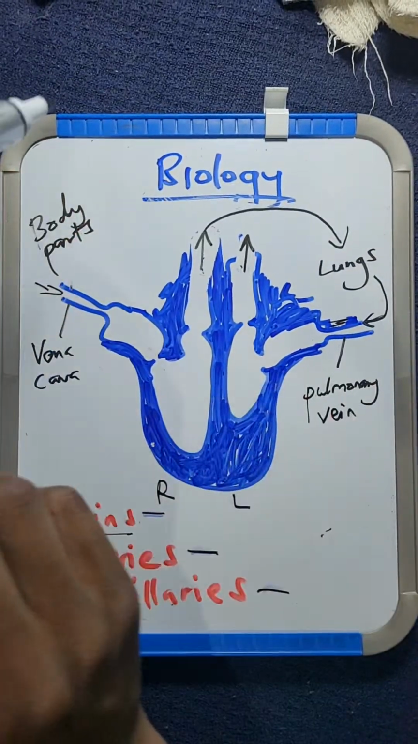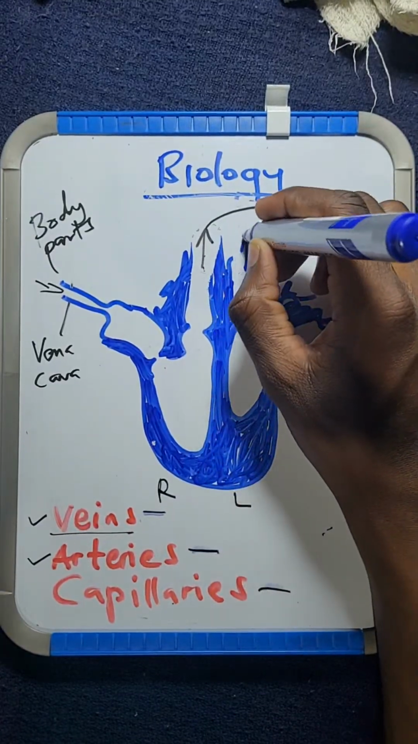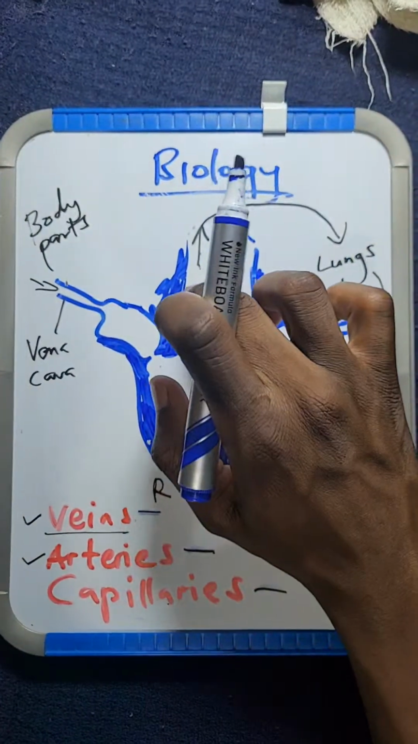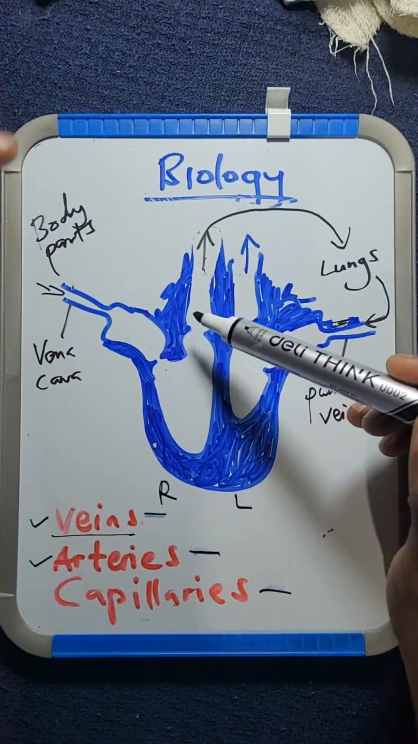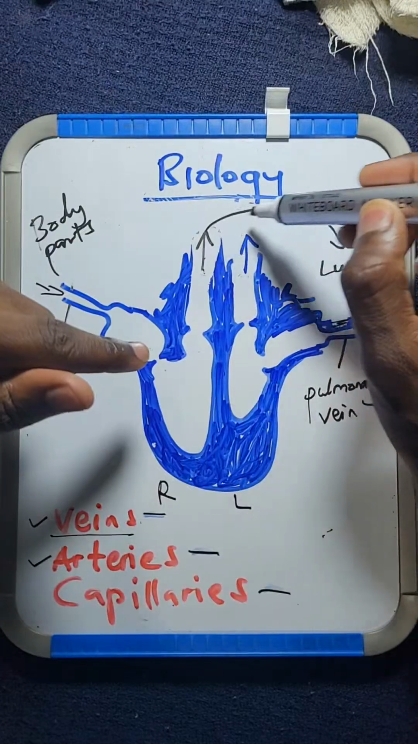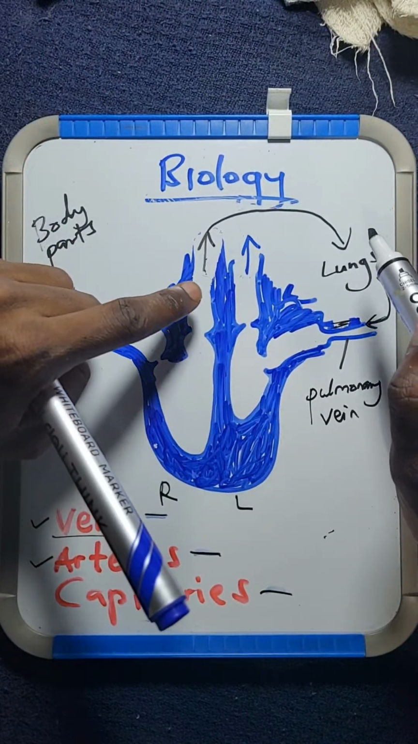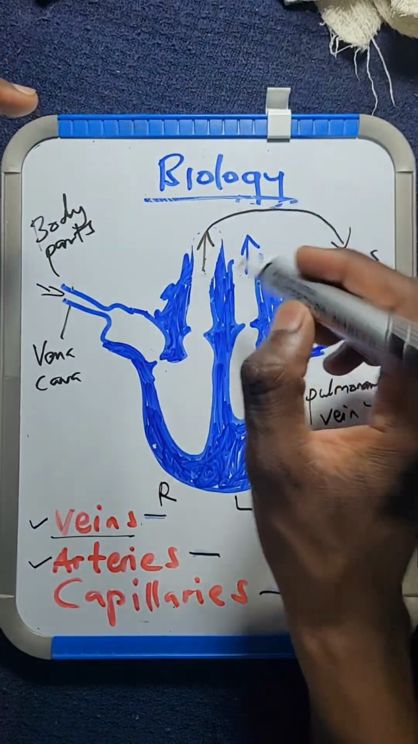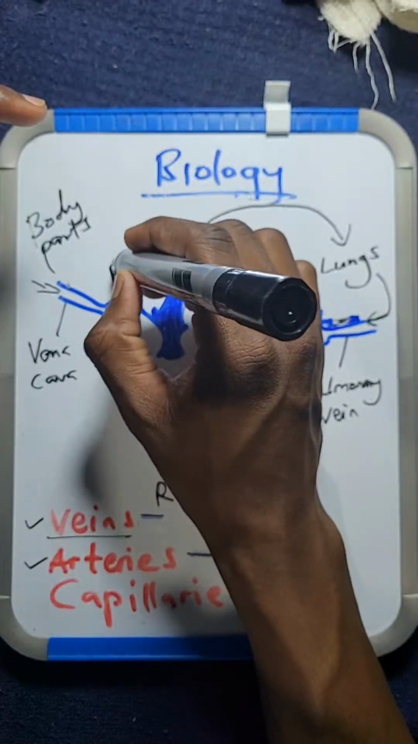Let me just change the color so that it can be clear for you, my excellent students. So this artery, which is on the right side, is transporting blood away from the heart, taking it where? To the lungs. Now the question is, what is the name of this artery? The name of this artery is simply pulmonary artery. So this is the pulmonary artery.